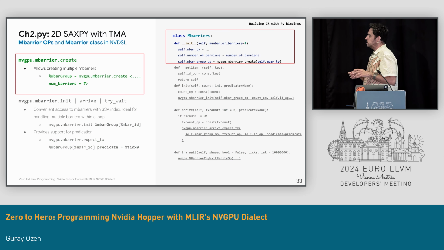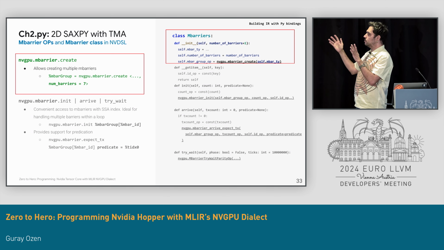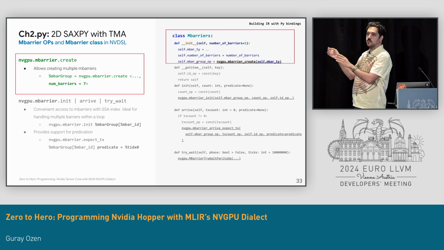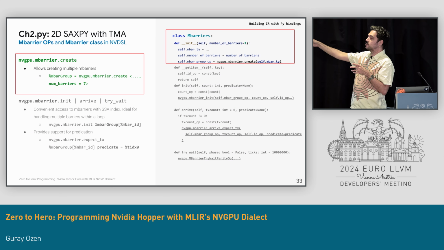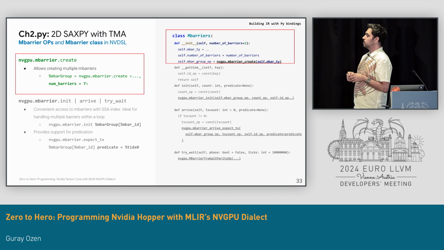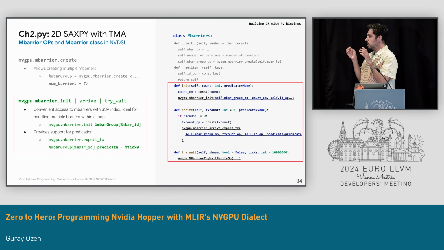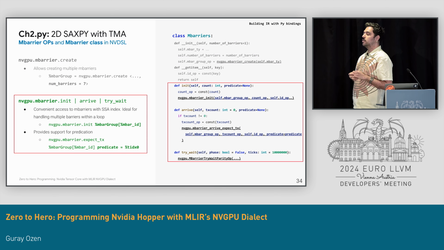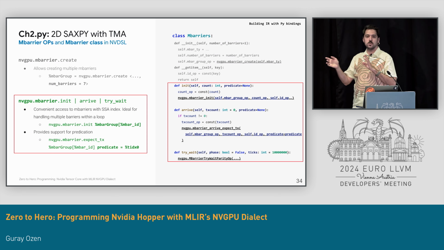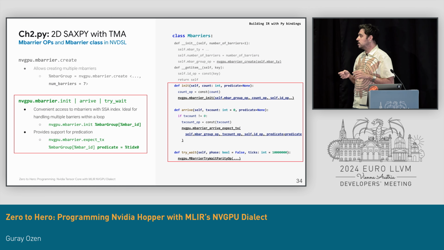What is high level in the NVGPU Dialect? For example, create, which is super cool. You can create multiple mbarriers, and it returns one SSA value. But in this SSA value, you have 7 barriers in this example. And if you want to use it in init, arrive, or try wait, you can access it with another SSA value, like you are accessing an array. Which is really cool, because if you are doing things in a loop and you are probably using multiple mbarriers, you want to access it with the induction variable or something. So it's really nice.